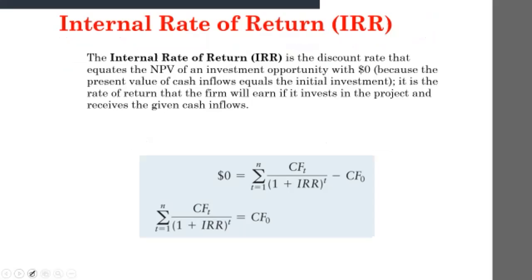and the EVA is $20,000. Now, the next capital budgeting technique we like to use is internal rate of return. When I say we like to use, it's because I'm in finance. Finance people personally find them using this more. It's a discount rate that equates the net present value of an investment opportunity with 0, because the present value of cash flows equals the initial investment. It is the rate of return that the firm will earn if it invests in the project and receives the given cash inflows. So here's your formula here.